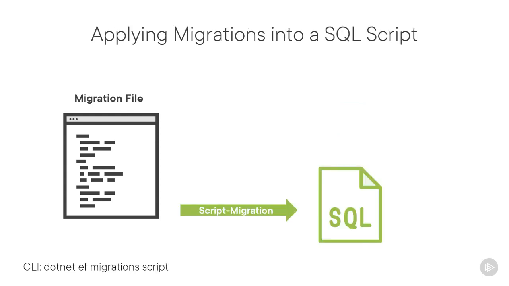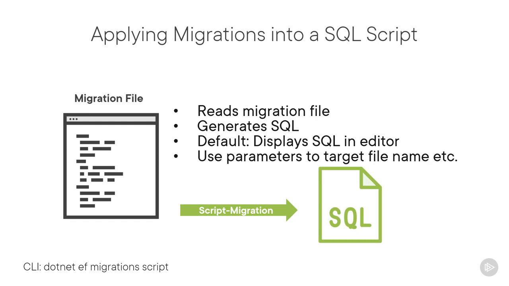If you're only creating a script, you'll use the script-migration PowerShell command or dotnet ef migrations script in the CLI. In this case, EF Core will again read the migration and build the relevant SQL, but this time it puts the SQL into a file, and then it's done.